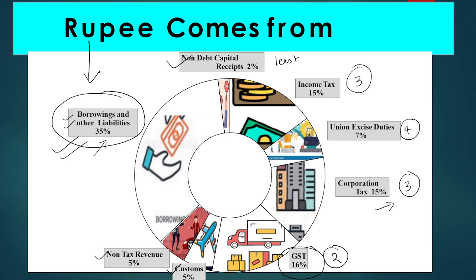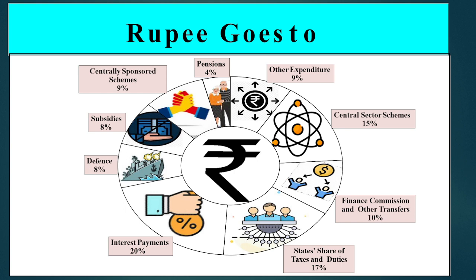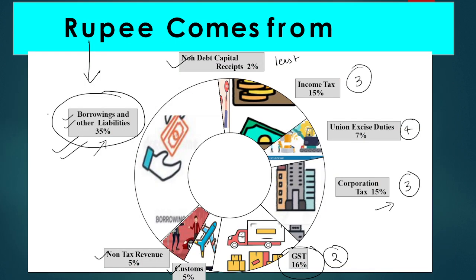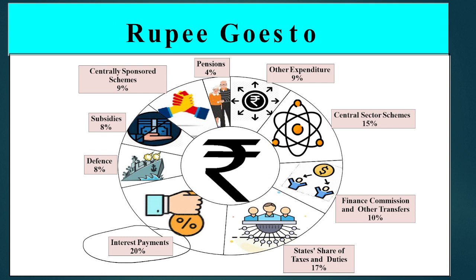And if we talk about where this rupee goes, or what the expenditures are, the major expenditure is interest payment. As you all know, if we are earning money from borrowings and other liabilities, then there would be a major proportion of interest payment also. So that is why interest payment forms the major segment where we are spending our money. So this is interest payment, number 1.